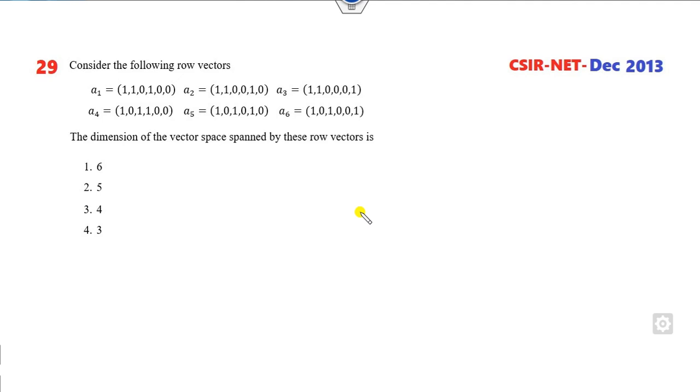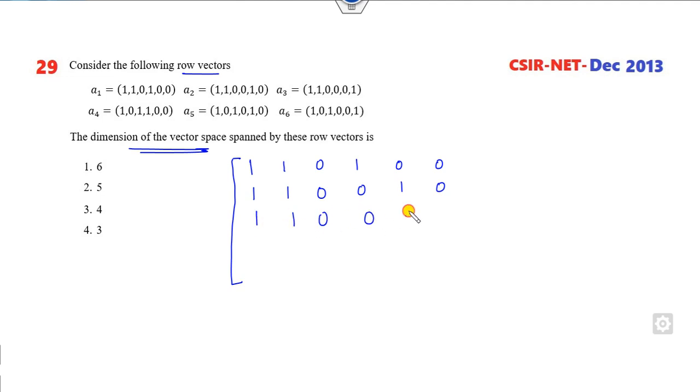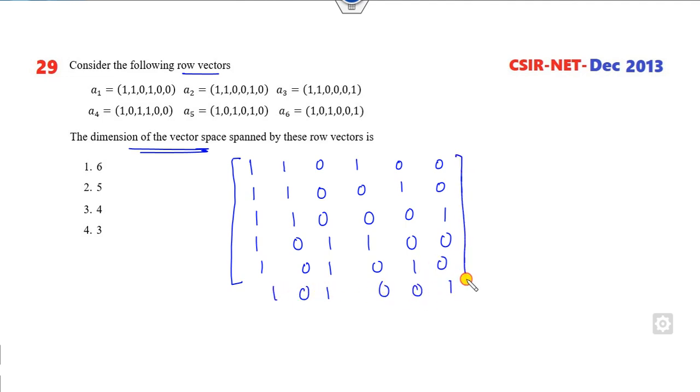Okay, what is that? Consider the row vectors, dimension of the vector space. Very simple. These are the row vectors: 1, 1, 0, 1, 0, 0. Fine. 1, 1, 0, 0, 1, 0. Fine. 1, 1, 0, 0, 0, 1. 1, 0, 1, 1, 0, 0. So you have to write it first and then I will tell you the shortcut tricks. Fine. Now you have to find the dimension of the vector space.